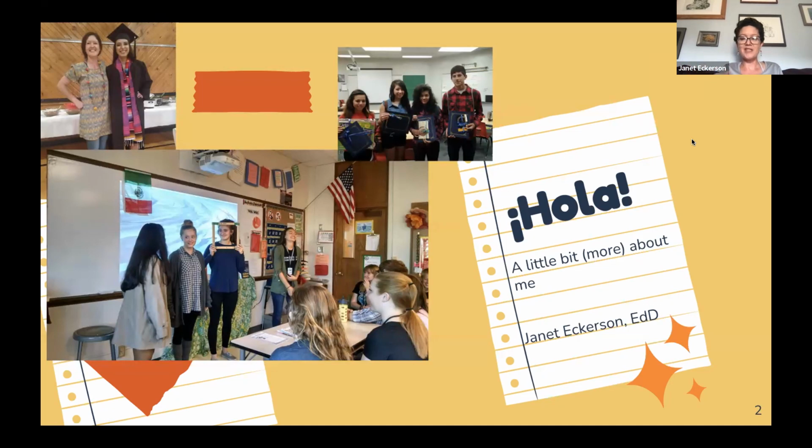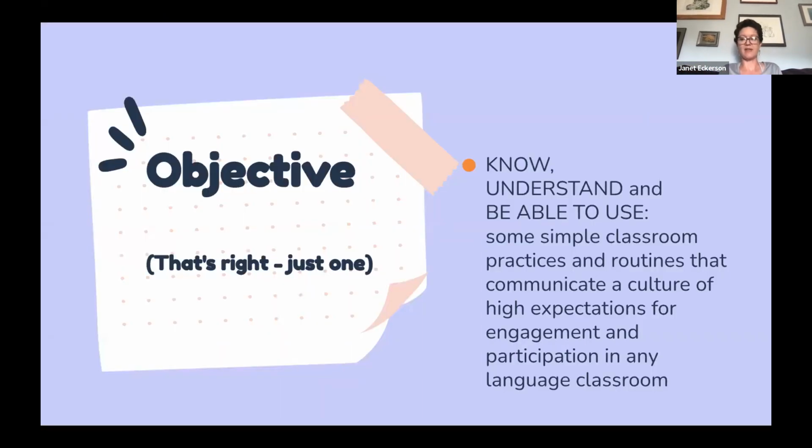I'm hoping to share with you some really practical strategies or practices for the classroom that you can use to set the tone, basically. So I have one objective, and yes, just one. We're going to know, understand, and be able to use some simple classroom practices and routines that communicate a culture of high expectations for engagement and participation, really in any language classroom. So this is not a language or level specific conversation. That is our objective. And of course, as you likely know, setting objectives is one way that we can start to establish a culture of high expectations for engagement.